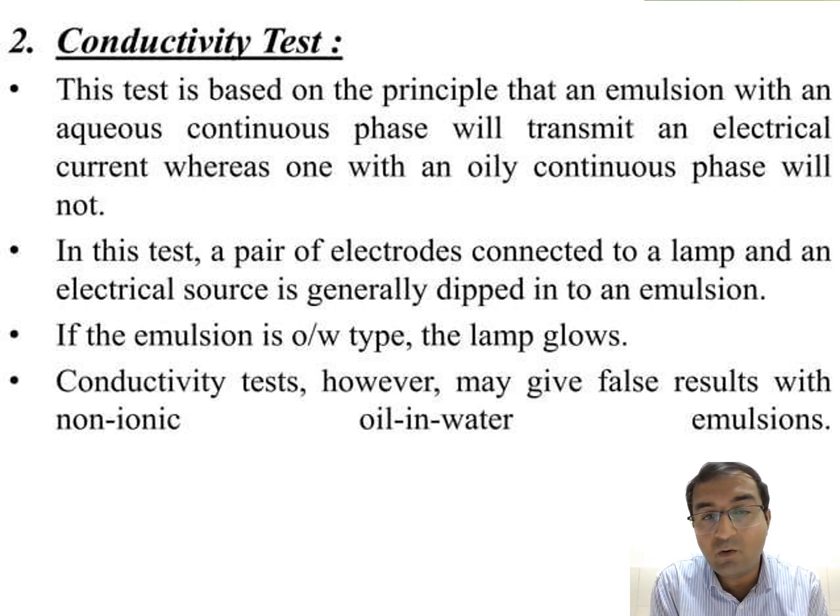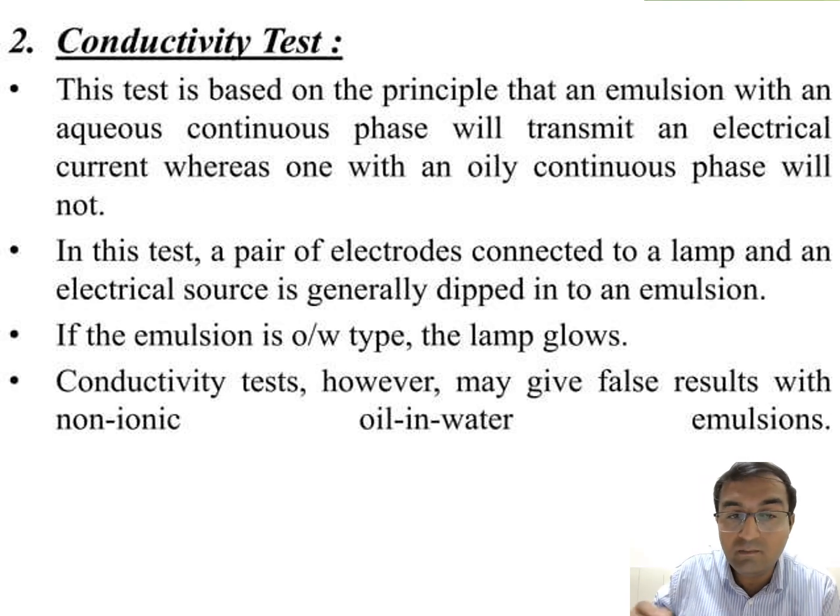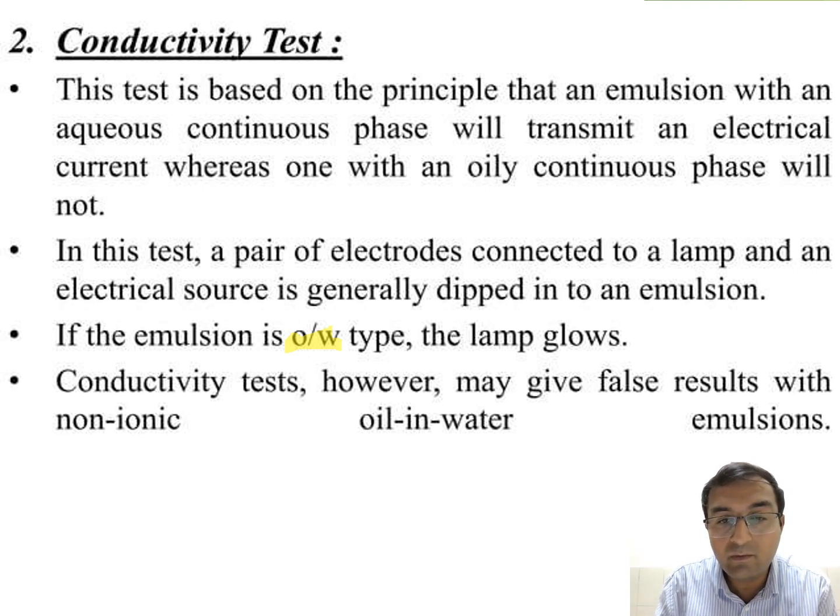In this test, a pair of electrodes connected to a lamp and an electrical source is generally dipped into the emulsion. If the emulsion is oil in water type, the lamp glows. Why? Because in this type of emulsion, oil in water type, the continuous phase is water. However, the conductivity test may give false results with non-ionic oil in water emulsions. Right?